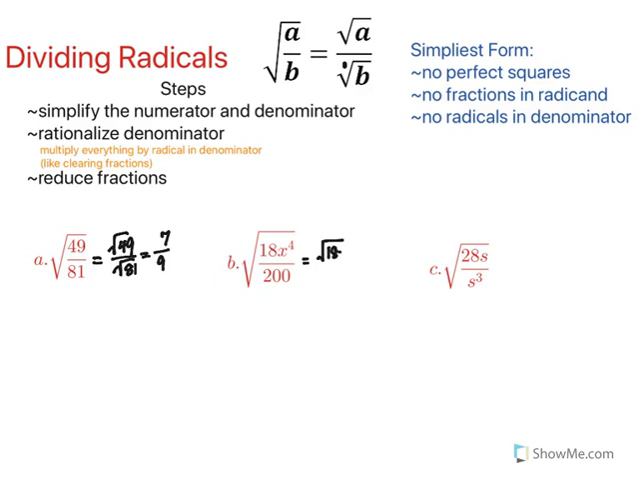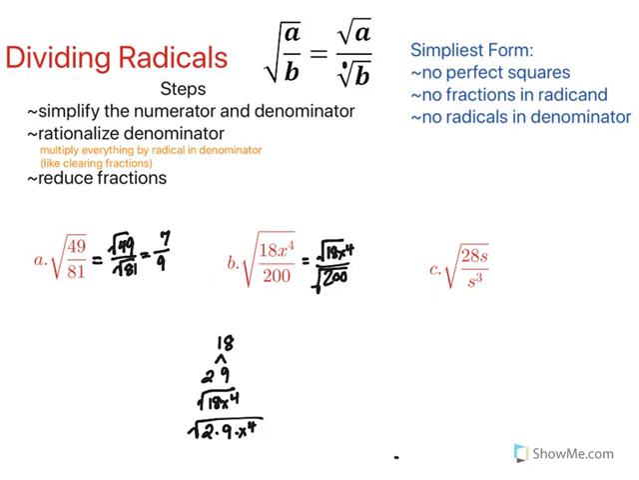I'm going to break this up: 18x to the 4th over the square root of 200. I'm going to simplify both the top and the bottom. So when I'm simplifying 18x to the 4th, break up 18 into its factors, that'd be 2 and 9. And so the square root of 18x to the 4th could be rewritten as the square root of 2 times 9, since 9 is a perfect square. X to the 4th is also a perfect square.